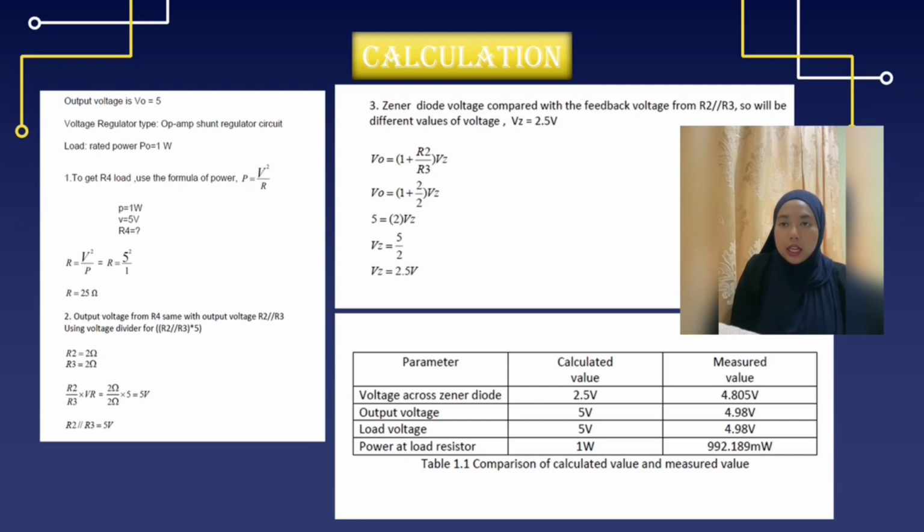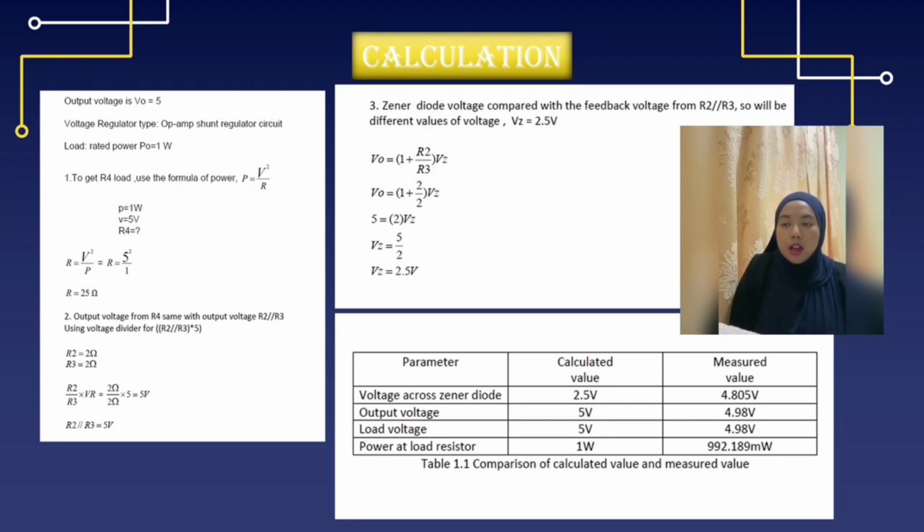Next, the Zener diode is compared with the feedback voltage from R2 parallel with R3. So there will be a difference in this calculation compared with the measured value. First, to find the Zener diode voltage, the formula is VO equal to open bracket 1 plus R2 over R3 close bracket, and then VZ. VZ represents the Zener diode voltage.